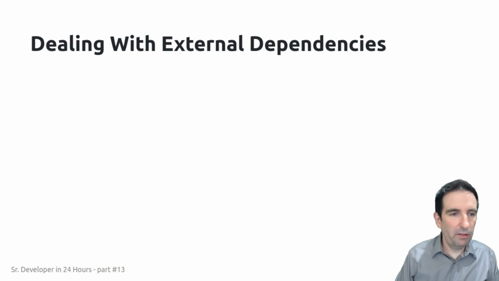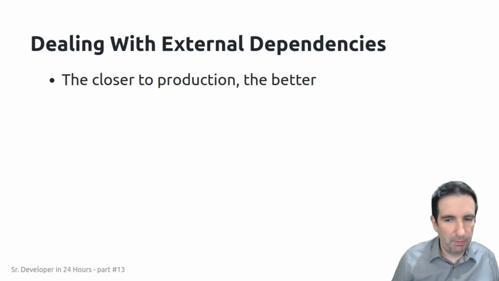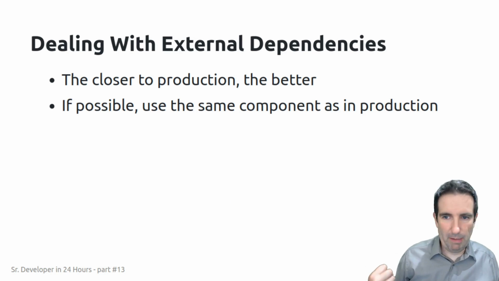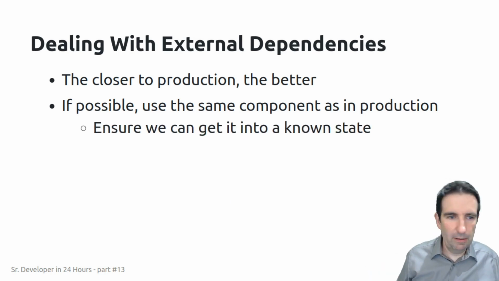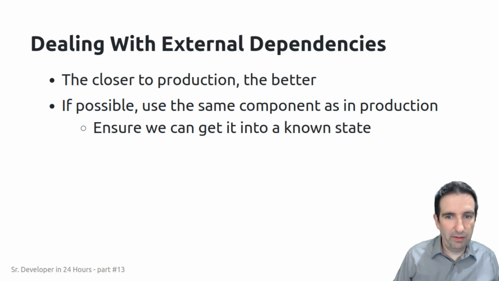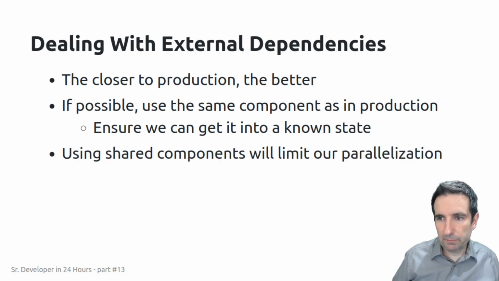External dependencies, again, the closer to production, the better. If possible, we want to use the same component. We want to use the same database. We want to use the same messaging system. We want to use the same API as in production. However, we want to make sure that we can get that system into a known state. Also, we want to be aware that using shared components will limit how many test suites we can run in parallel, so something to be aware of.